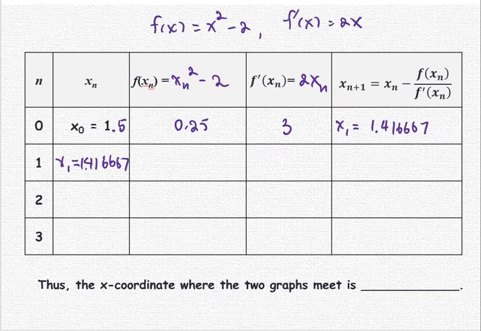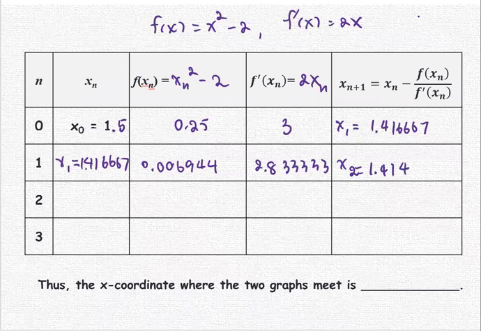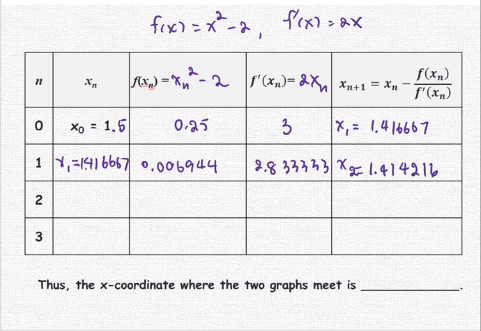So the function value for x1 is 0.006944. The derivative is 2.833333, and the next approximation x2 is 1.414216. Use x2 to find x3 for the next approximation.